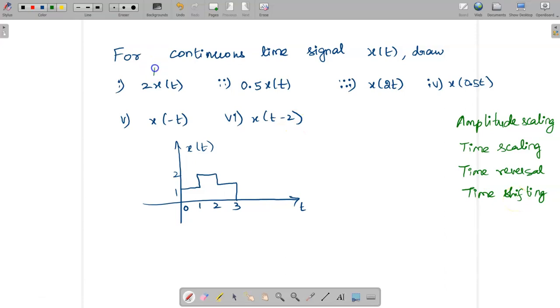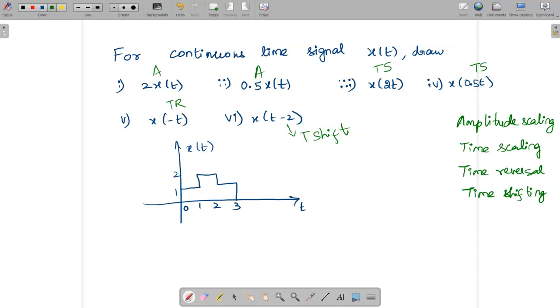So this is amplitude scaling, again this is amplitude scaling. Here t is multiplied by some value, so it is time scaling, and again here t is multiplied by some value, it is time scaling. Here t is multiplied by minus 1, that is t is reversed, so it is time reversal. Here t is subtracted with some constant value, hence it is time shifting. So these are all the operations. First we have determined all those things.